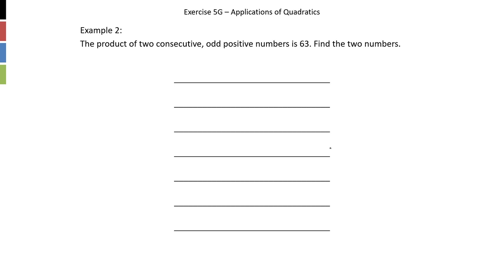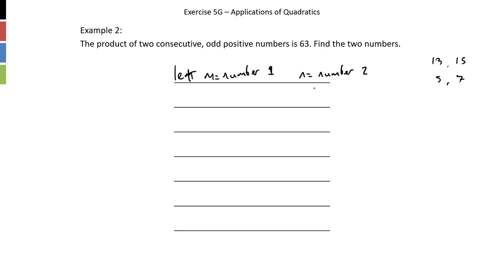Step 2, the product of two consecutive odd positive numbers is 63. So that's saying we're going to get two random numbers. Let m equal number 1 and n equal number 2. Okay? And they're going to be in a row and they're going to be odd. So it might be taking 13 and 15. It might be 5 and 7. We need two of them that are in a row that multiply to give us 63.